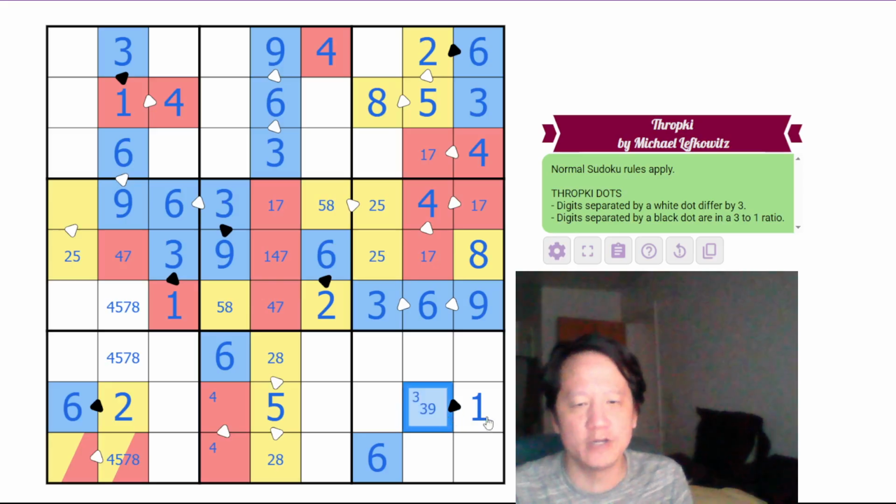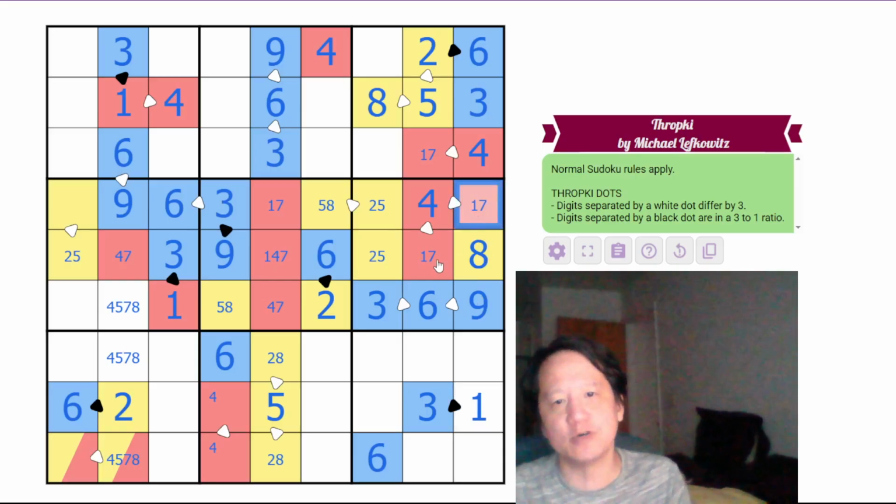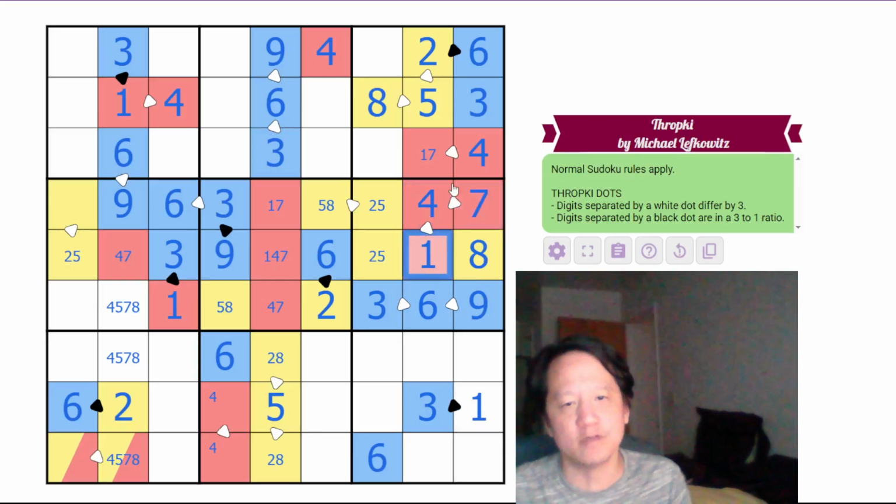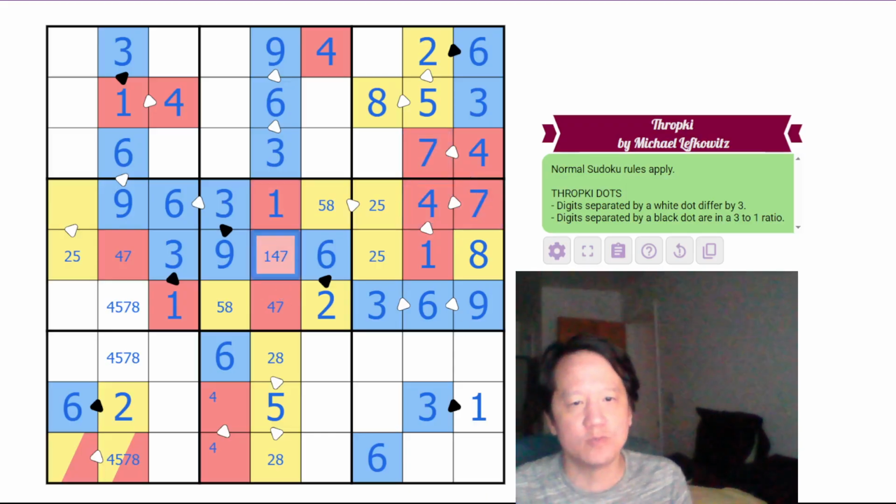That's 3. 3 and 9 eliminate 3 and 9 in the rest of the column. So this is 1, which is in a 1 to 3 ratio with 3. 1 eliminates 1 here, so that's 7, which makes this 4 and 1. This can't be 1 anymore. That's 7. 7 eliminates 7 here, so that's 1.